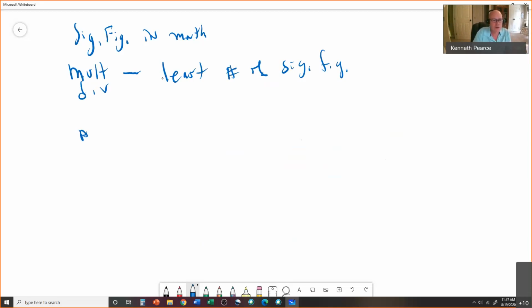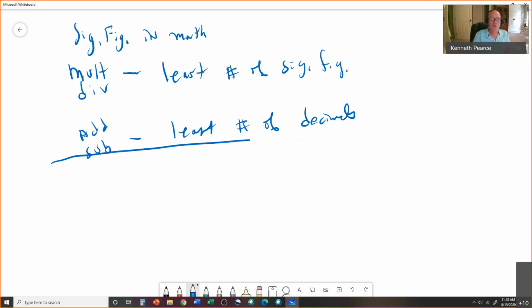And for addition and subtraction, you go by the least number of decimals, okay? And to be able to do that, you have to be able to identify how many sig figs you have in the things that you're working with. The big thing we're trying to emphasize right here is that if you have zeros, you have to know whether they're significant or not. A lot of times with the math that we're doing, that does not become a problem. What ends up becoming a problem is you have to go carefully through the problem and figure out what the sig figs are for everything.